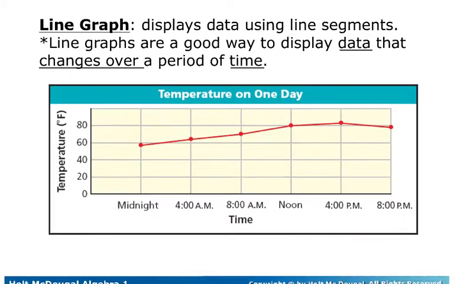All right, then we have line graphs. Line graphs display data using line segments, and they're kind of like a dot-to-dot. They're a good way to display data that changes over a period of time, so you can see its increase or its decrease and compare that. This one is the temperature of a day starting at midnight to 8 p.m. And you're just seeing how, with the sun and everything, the temperature rises and then falls.